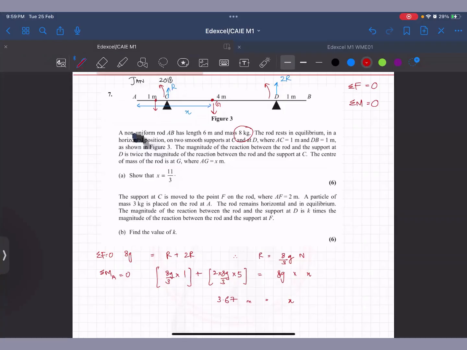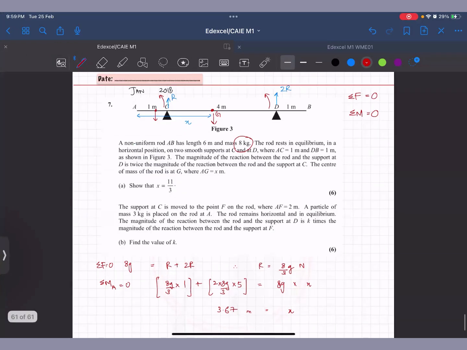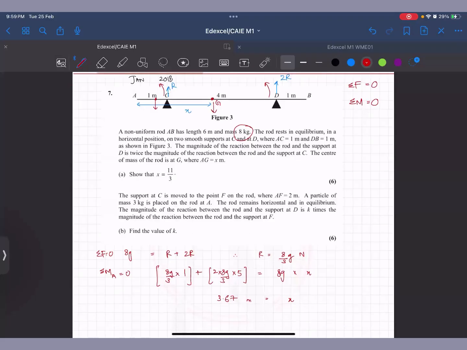Okay. The support at C is moved to the point F, where AF is 2. So this C has now been moved over here. Let's suppose I'm erasing everything else. This is the new F. So AF is 2 meters. So this is 2 meters.